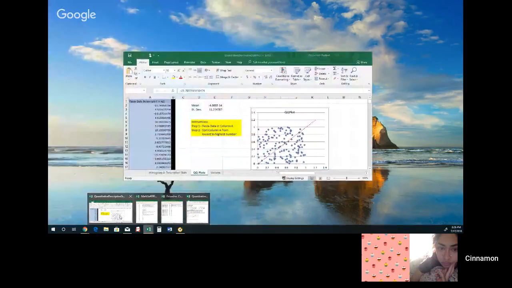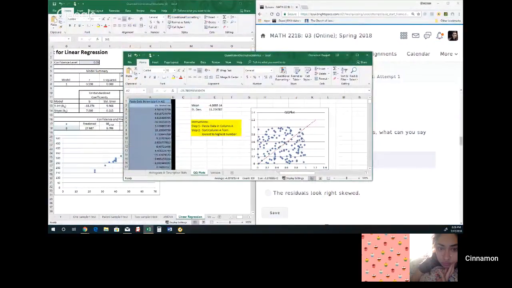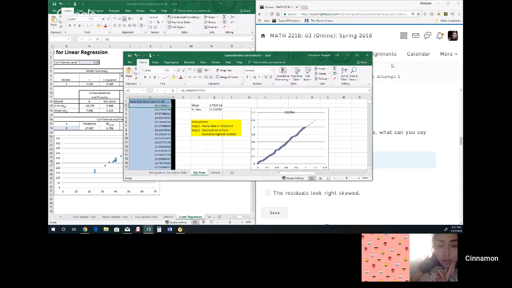So here is our QQ plot. When we put in those residuals, oh, you know what? We have to put this in order, don't we? From smallest to largest. That makes a huge difference.